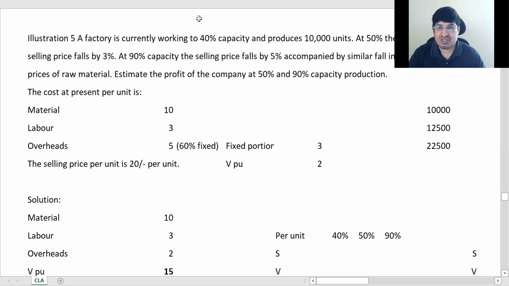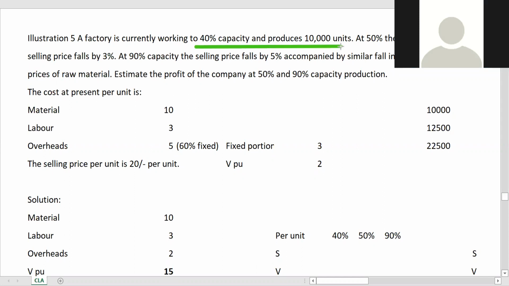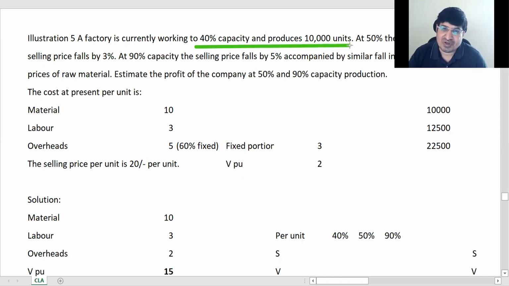So basically, what is the first data? Working at 40% capacity and producing 10,000 units. Okay, this is the first part of the data. So this fixed portion, what they have given, it is actually for 10,000 units. Okay, so how will you get the total fixed cost? 10,000 into 3. So I'll do one thing, I'll just quickly explain this problem once again.